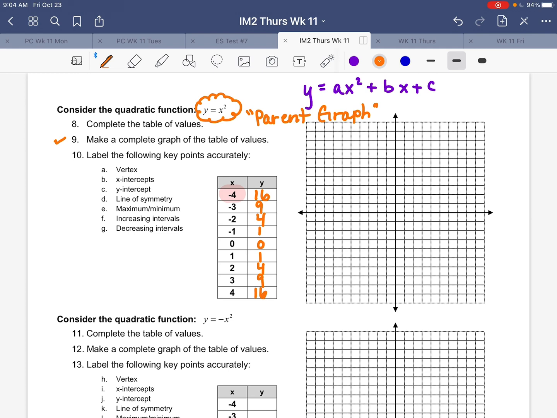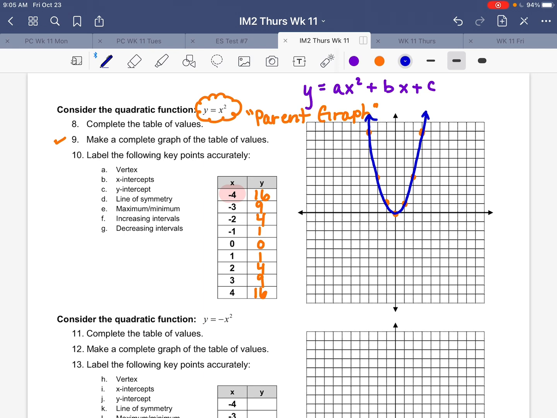When we go ahead and plot these points, starting with 0, 0, because -4, 16 is not going to fit, then -3, 9, -2, 4, -1, 1, 0, 0, 1, 1, 2, 4, 3, 9, and again the other two points won't fit. So I'm going to attempt to draw a nice curve passing through all of those points.